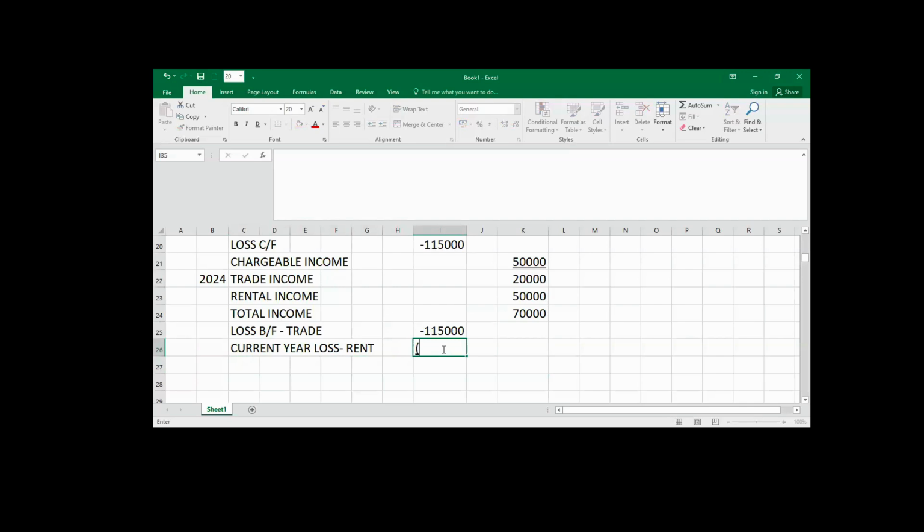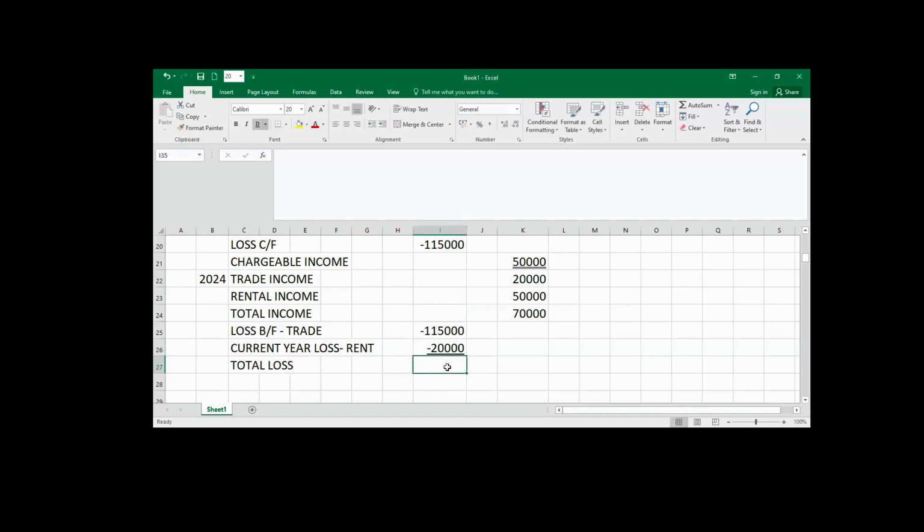How much is that current year loss from rent in 2024? Now let somebody respond. How much is that current year loss in year 2024? The current year loss is 20,000 naira. So we are also going to consider it here, 20,000 naira. So the addition of these two will now give us total loss. The total loss will now be 115 plus 20,000.